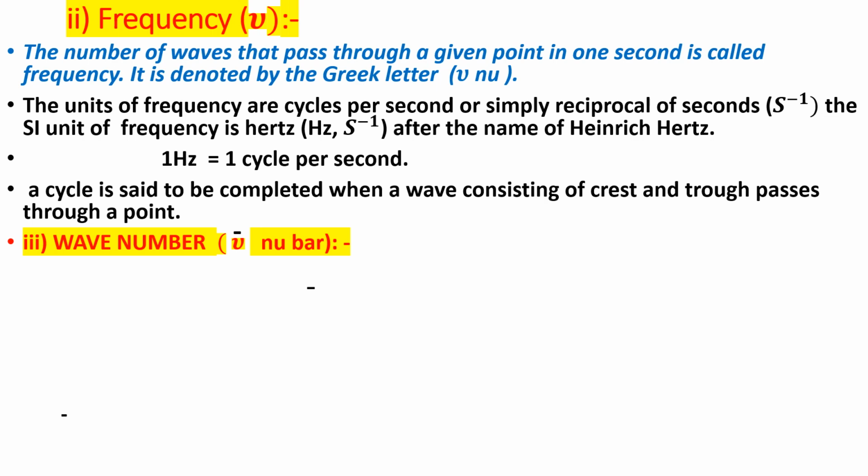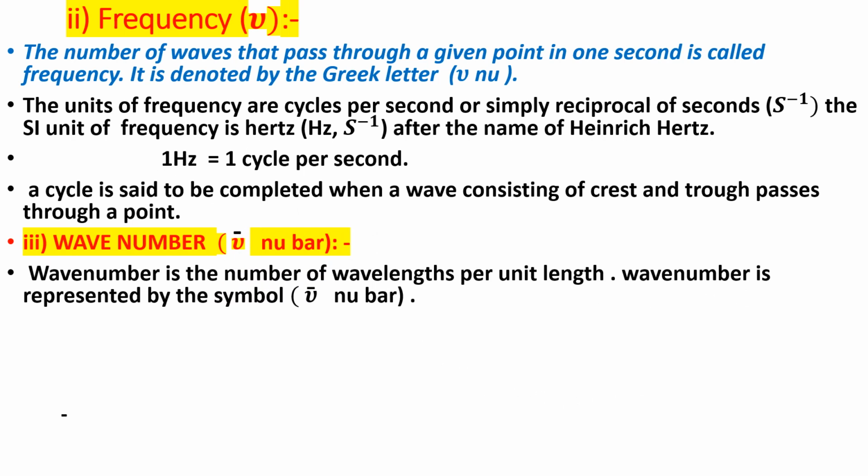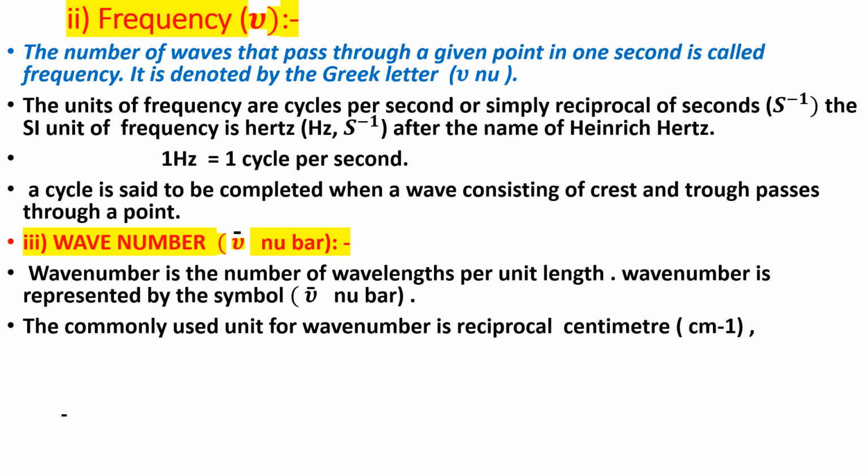Third point, that is wave number. Wave number is the number of wavelengths per unit length. Wave number is represented by the symbol nu bar. The commonly used unit for wave number is reciprocal centimeter, that is cm minus 1, while the SI unit is meter inverse.